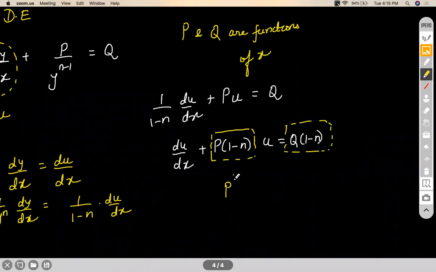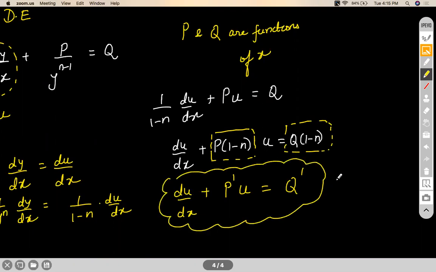You can call them p dash if you want, and q dash, and this is du by dx. So this is clearly again an LDE. This is a case of an LDE, and you can apply your regular method to solve this, find the integrating factor, and proceed with this.